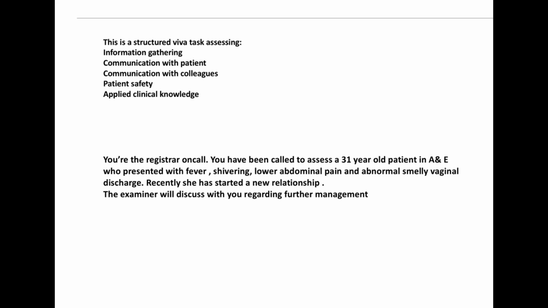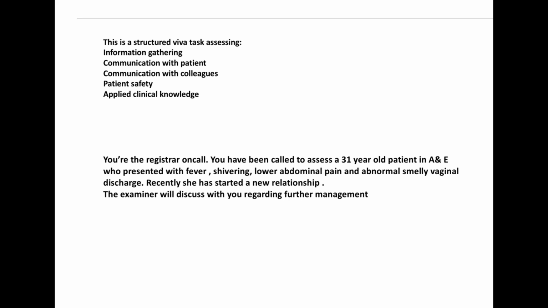What about her partner? Is he a new partner? What about the previous one? And since how long have they been together? Because if she's having PID, we need to trace her partner in the previous 3 to 6 months.